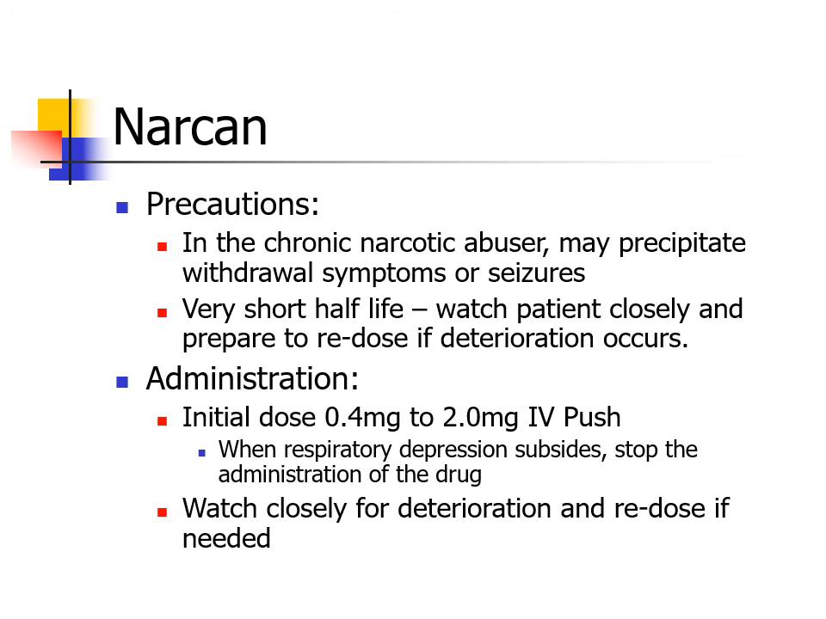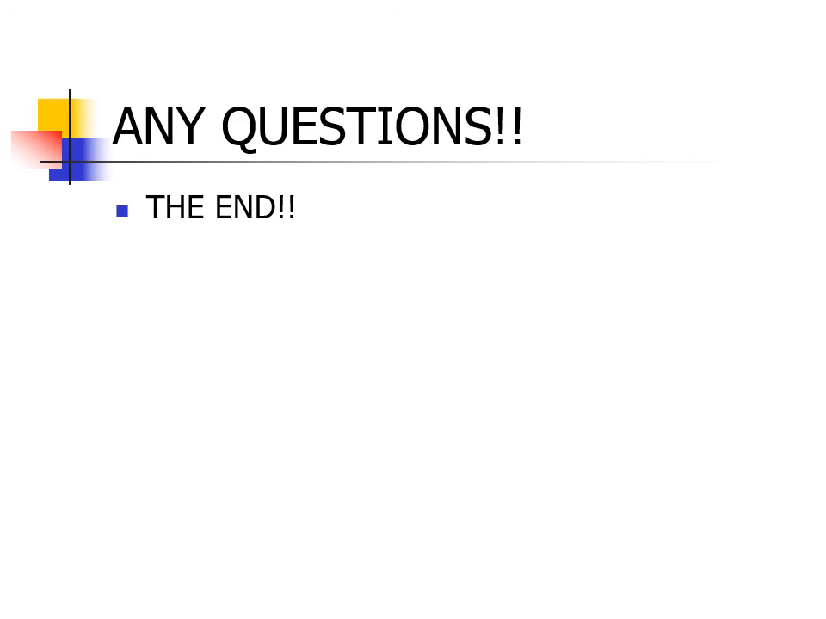Administration: initial dose 0.4 milligrams to 2 milligrams IV push. When respiratory depression subsides, stop administration of the drug. Watch closely for deterioration and redose if necessary. The end.